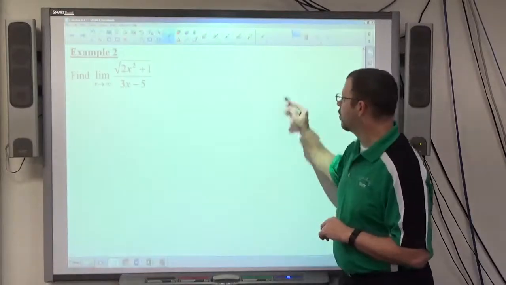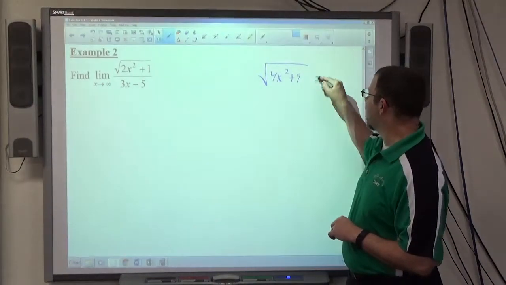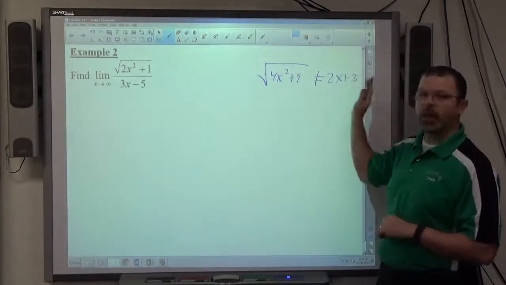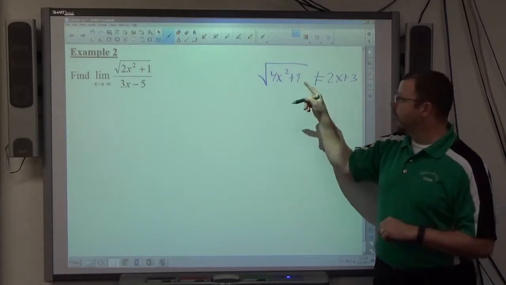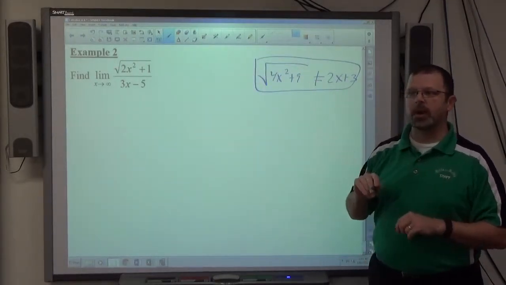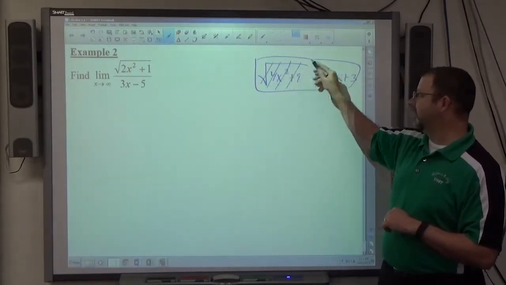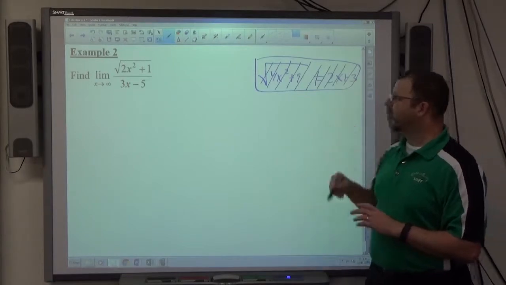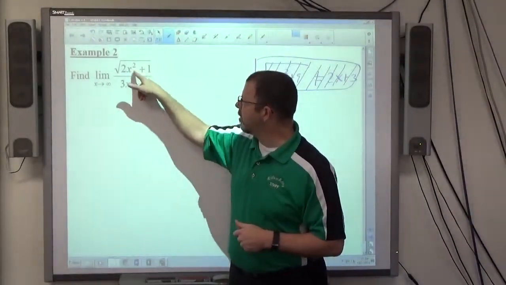So let me just show you what I mean. If I have the square root of 4x squared plus 9, that does not equal 2x plus 3. We know that, right? We're all good with that? All right. So, I just want to make sure you know that's a fact because I'm going to break the rules a little bit on this. But this is illegal.